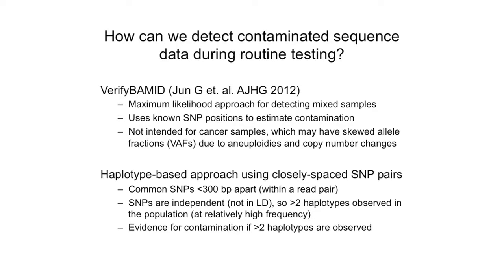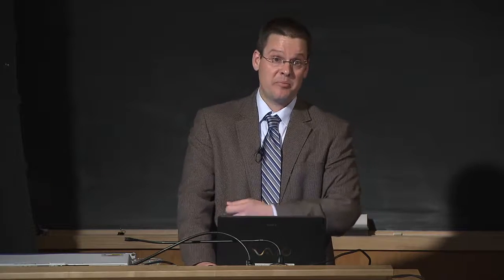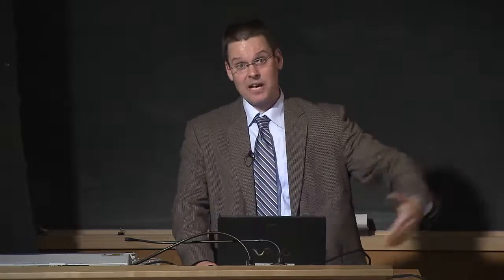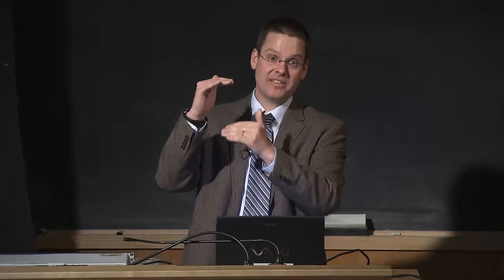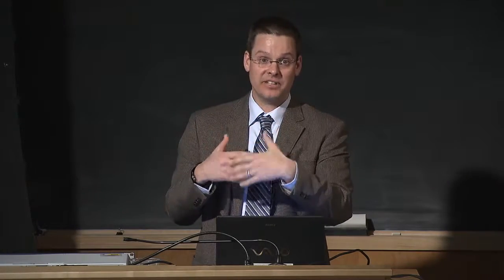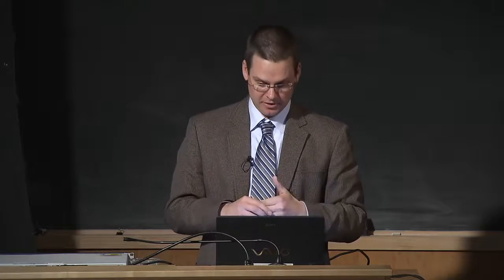The program is called VerifyBamID. It was published by a computational group in 2012, and I think this was actually used by large centers like the Broad as a routine contamination monitoring approach in their large sequencing studies. It uses a maximum likelihood method for detecting mixed samples, and you essentially just pass it your sequence BAM file and then a list of known SNP positions, not ones that were identified in the sample, but just known in the population. And essentially it goes down and looks at those positions, and given the base counts at that position, it creates a likelihood of contamination and estimates a contamination parameter.